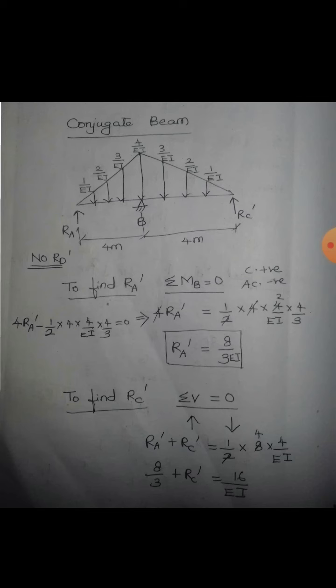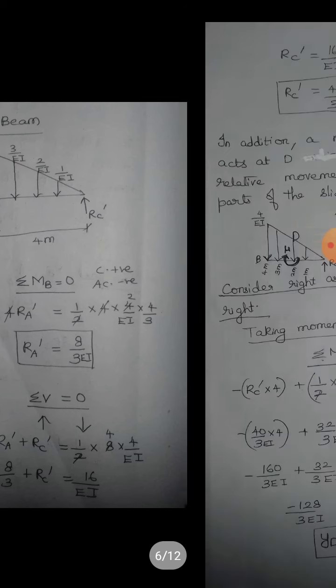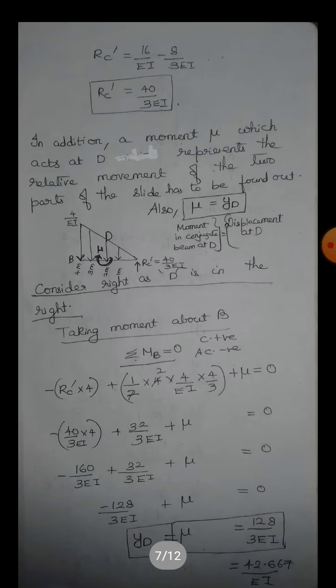To find RC dash, let us apply summation V equal to 0. RA dash and RC dash are the upward loads. The total downward load is half into 8 into 4 by EI. So only the total load here, no need to find out the moment. Only when we took the moment about B, we had to multiply the load into the distance of the centroid. So this gives RC dash as 40 by 3 EI.